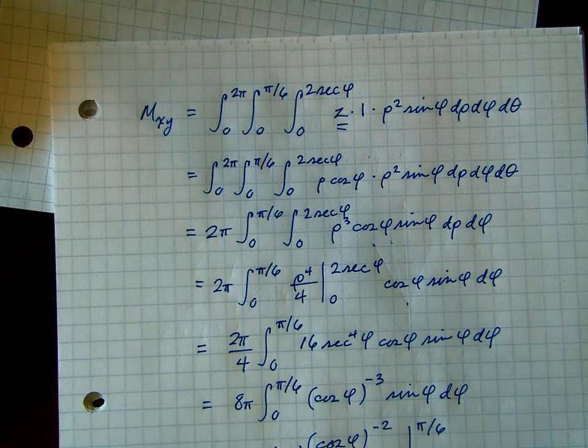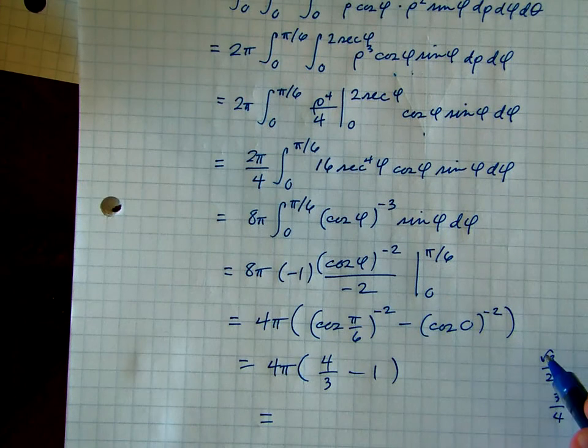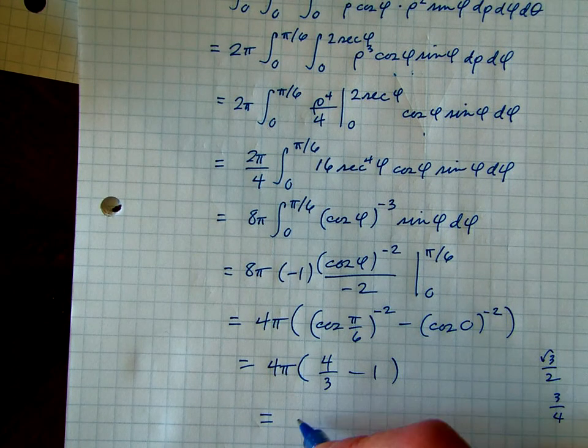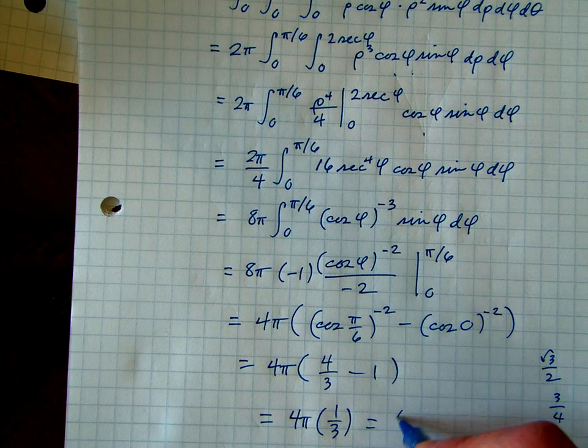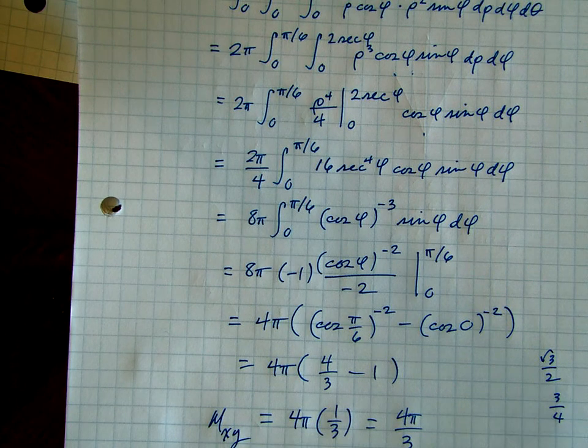Let's see, what's the cosine of pi over 6? That's root 3 over 2, isn't it? So if you square it, you're going to get 3/4. And if you're taking the reciprocal of it, you're going to have 4/3. So there's going to be 4/3 right here. And this is going to be minus 1. So when we finish computing this, we get 4 pi times 1/3. We get 4 pi over 3. We just computed the moment with respect to the xy plane for the cone.